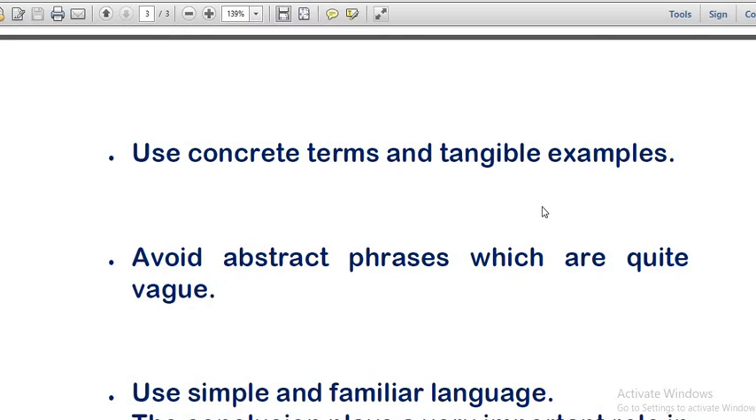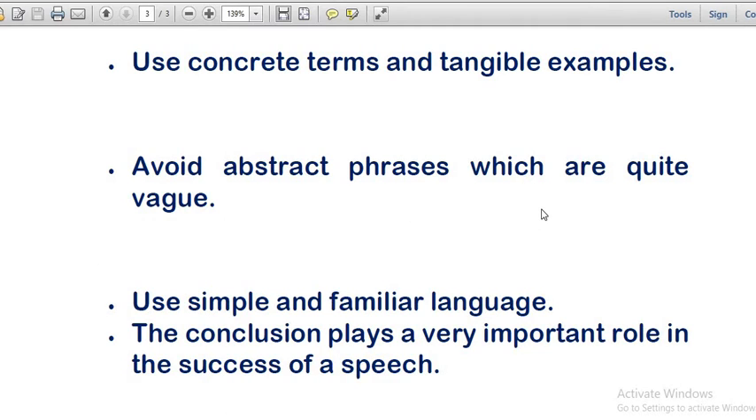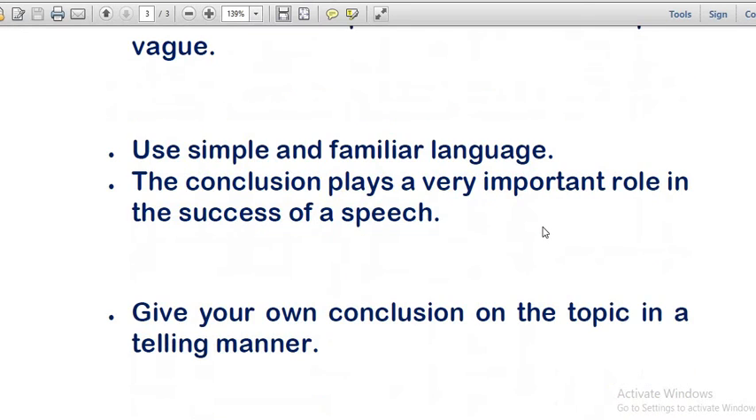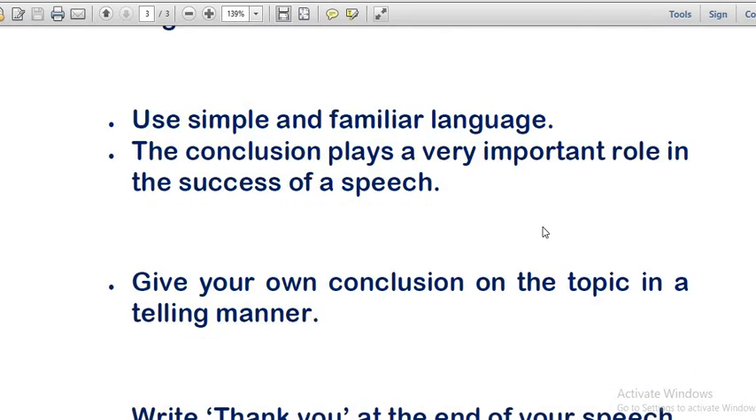Concrete terms and tangible examples should be given. Abstract phrases which are not in use, which are more or less vague, should be totally avoided. Simple English and familiar language is advisable, so that whatever you are writing, whatever you are expressing, it should be accessible to everyone. So dear students, simple language and familiar language is advisable.